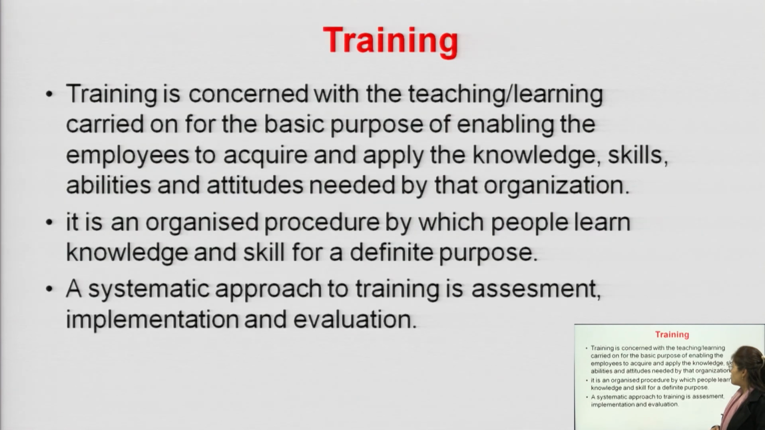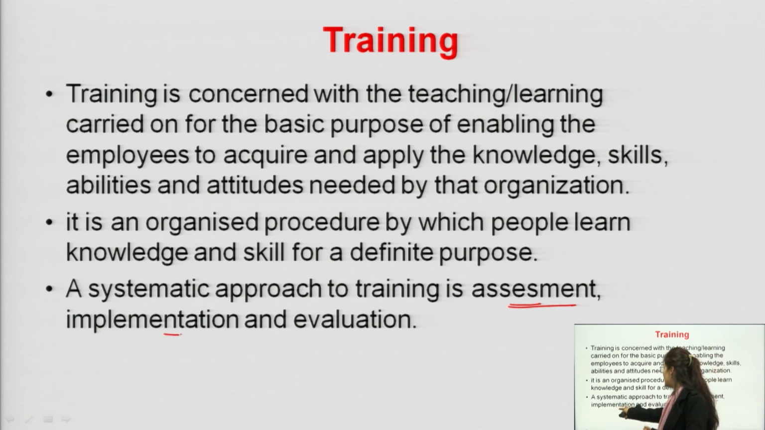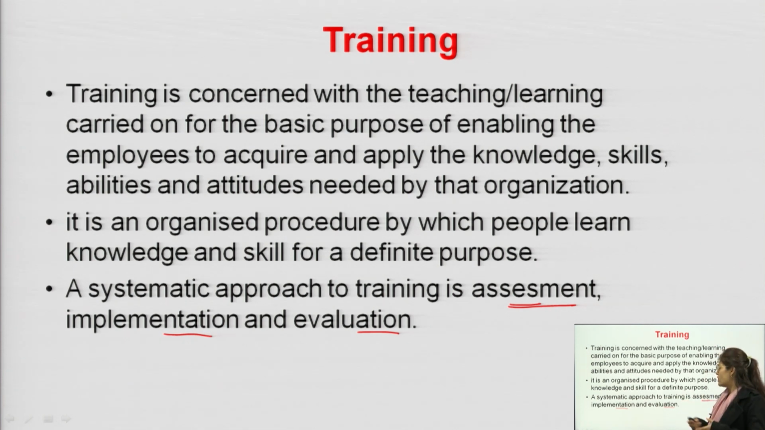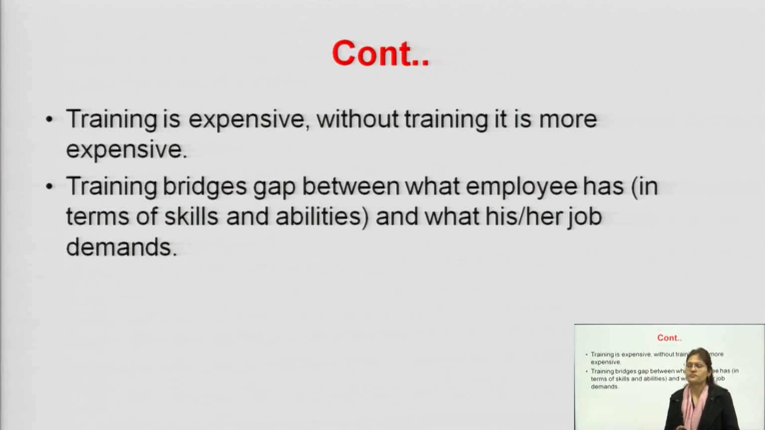After knowing the meaning, we also discussed what training is all about. Training is a systematic approach, a systematic process, which involves three steps: assessment, implementation and evaluation, through which they cover the whole training, right? First they assess, they analyze the lacking areas. After analyzing, they implement the training program accordingly, and after that they evaluate the whole training program. In this way we can say that training is a systematic process.